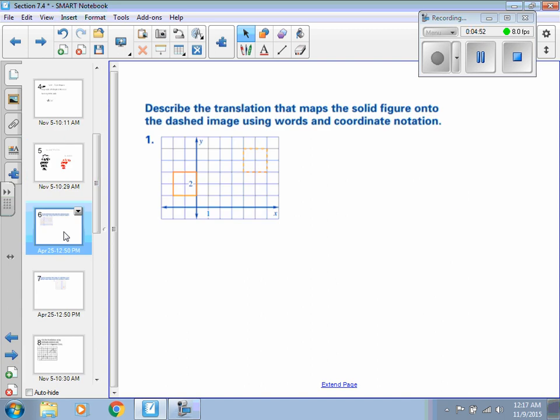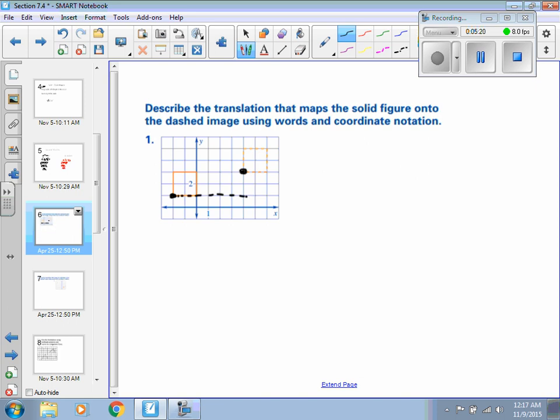Okay, we're going to take a look also at mapping using a coordinate mapping. We want to describe a translation that maps the solid figure onto the dashed image using word and coordinate notation. What we're going to do is pick 2 points. I'm going to take the bottom left point in both of these squares. It's a little bit tough to see, I'm sure, especially if we've got a sunny day outside as you're looking at this. But I'm looking at the bottom left point.